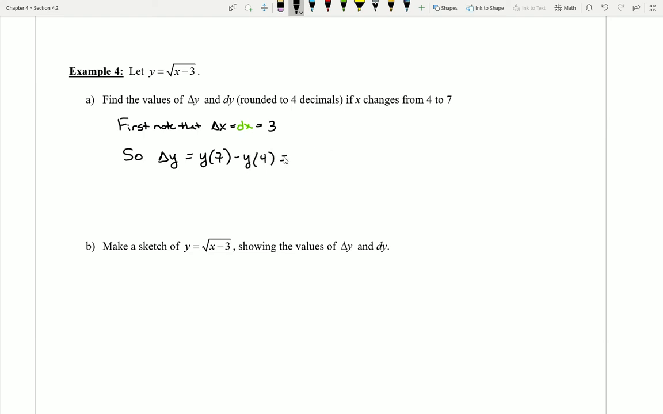Now, of course, if I was to do this, this is pretty easy. This is going to get me the square root of 4 minus the square root of 1, and so I'm going to get an overall value of just 1.